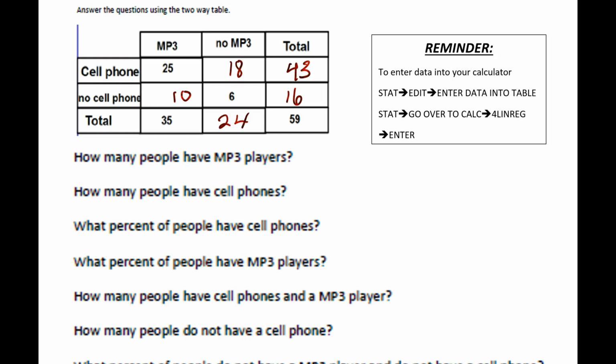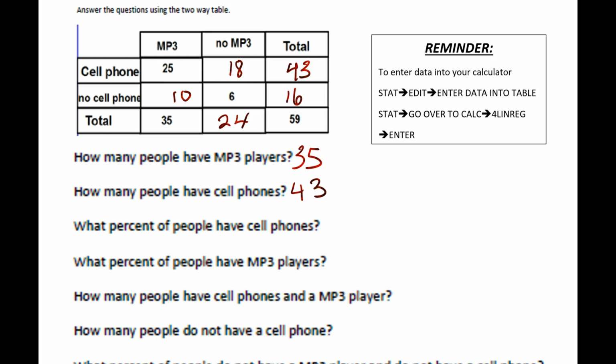How many people have MP3 players? We're looking down, y'all. MP3, looking down, that's 35. 35 people have MP3 players. How many people have cell phones? Cell phones is going across. 43 people have cell phones. All right. Please don't get that messed up.